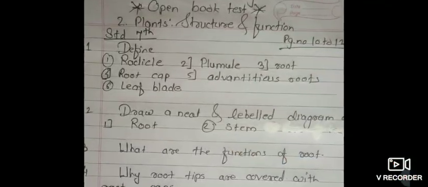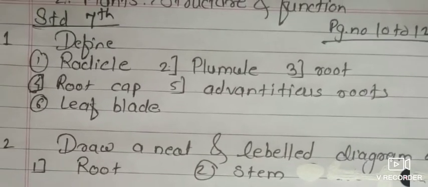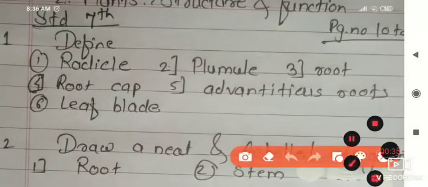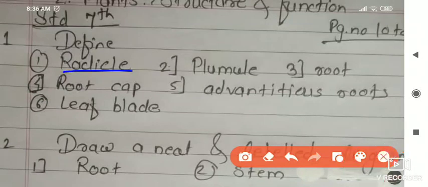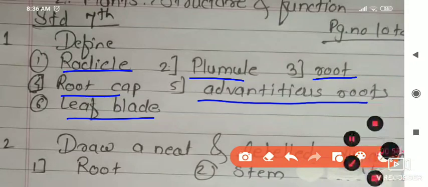Inside the define, what did I give you? You have to define radical. This define question may be asked in that way: What is radical? What is plumule? Otherwise, define radical, plumule, root cap, adventitious root, leaf blade. These types of questions may be asked in two ways also.